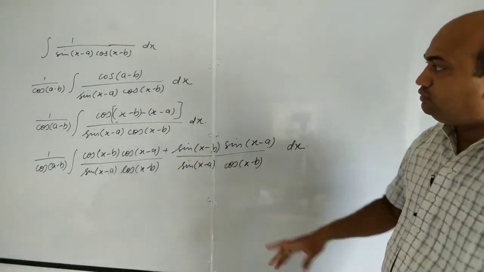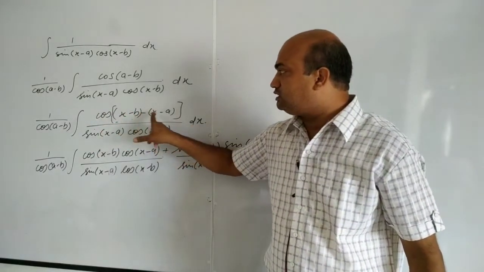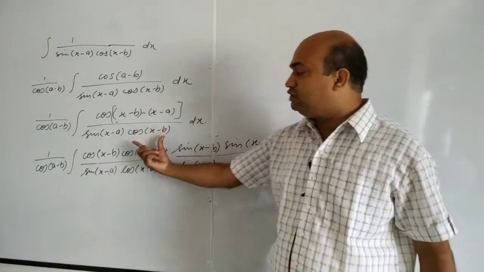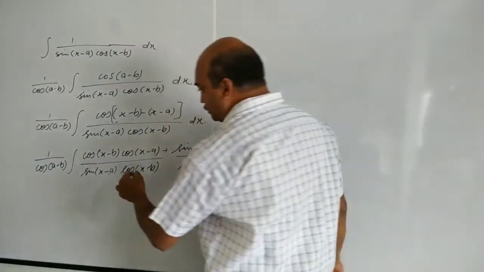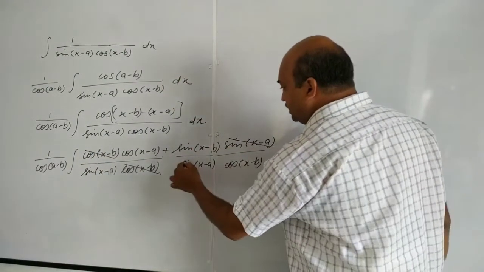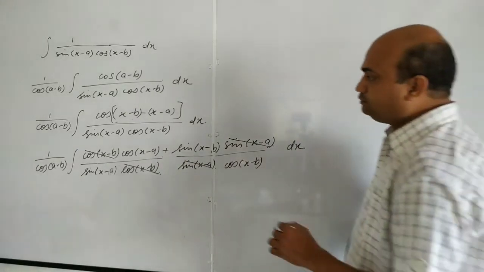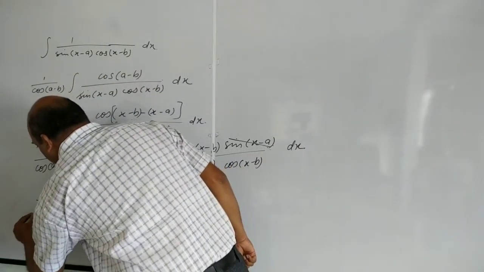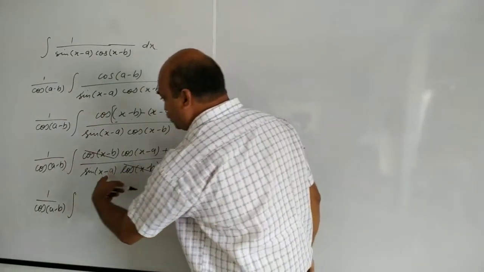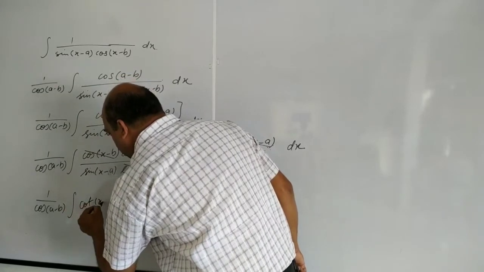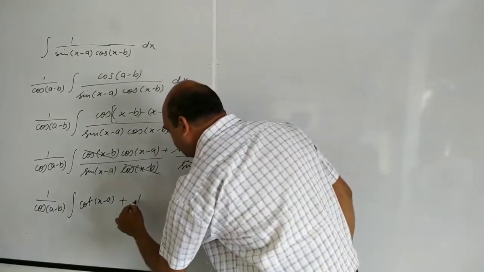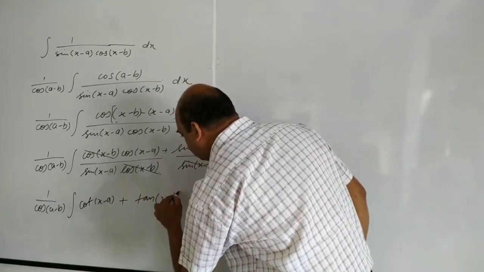Okay, what we have done here, cos(a-b) we apply. Cos(a-b) is cos a cos b plus sin a sin b, and denominator we separated. Now you see, this cos(x-b) by this cos(x-b), and this sin(x-a) by this sin(x-a) will cancel. It is 1 upon cos(a-b) integration. This will be cot(x-a) plus tan(x-b).